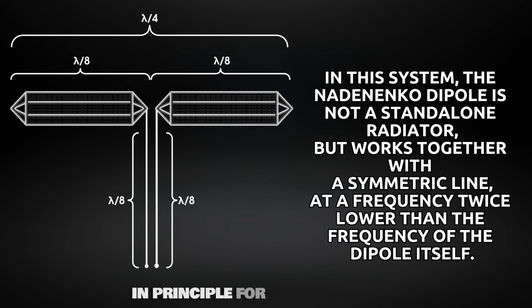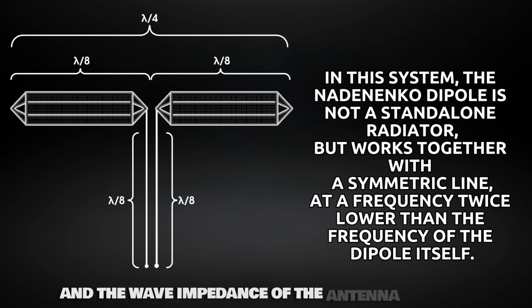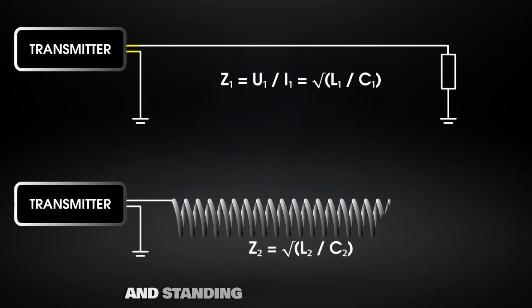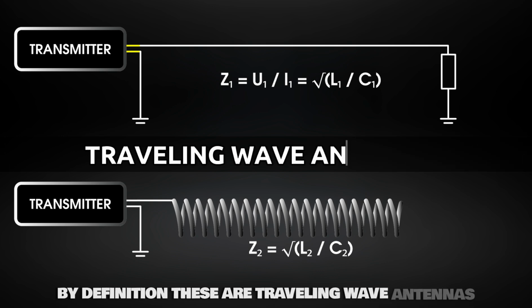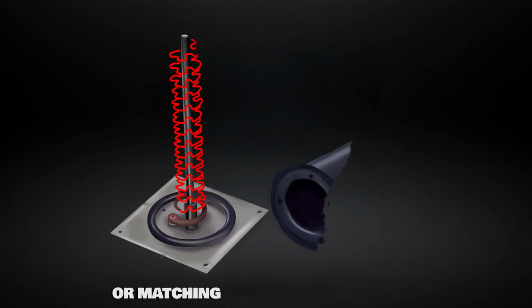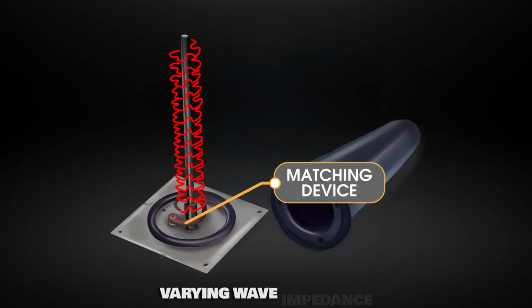In principle, for ideal matching between the cable and the antenna system, the wave impedance of the cable should match both the radiation resistance and the wave impedance of the antenna element. Furthermore, there are antennas where reflected and standing waves do not exist by definition. These are traveling wave antennas. In this case, the cable's wave impedance should only be matched to the wave impedance of the antenna element. This can be done using ferrite matching transformers or matching devices with smoothly varying wave impedance.